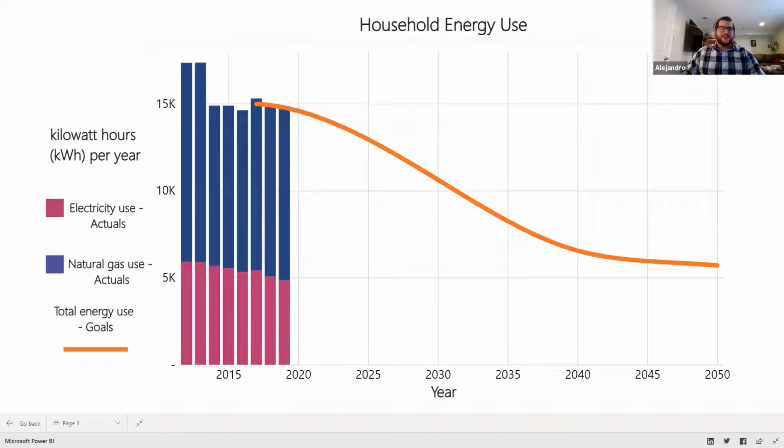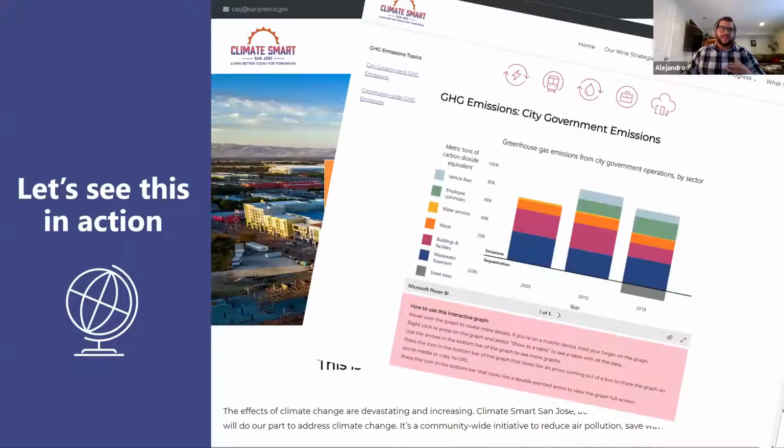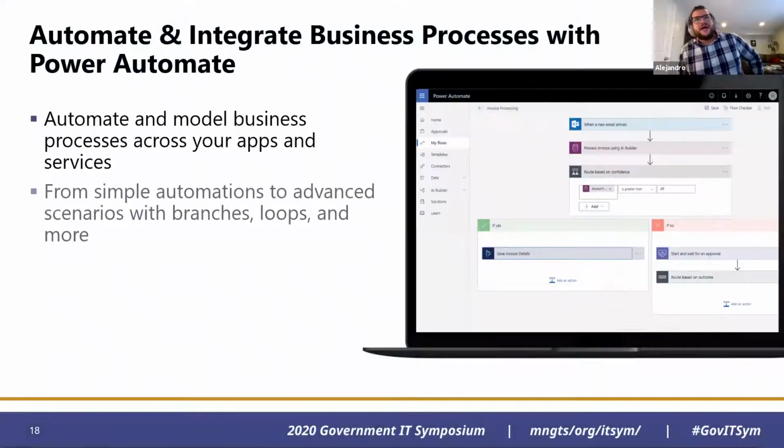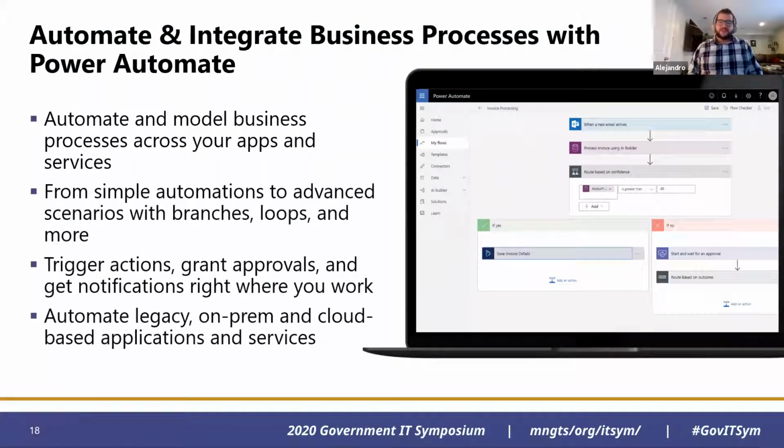So jumping back to my deck, I want to talk about the next piece, which is Power Automate. With Power Automate, it's one of my favorites personally, just based on what you can do with this tool. You'll be able to put workflows and processes across your organization. And those workflows can be, maybe, an attachment comes into your email.